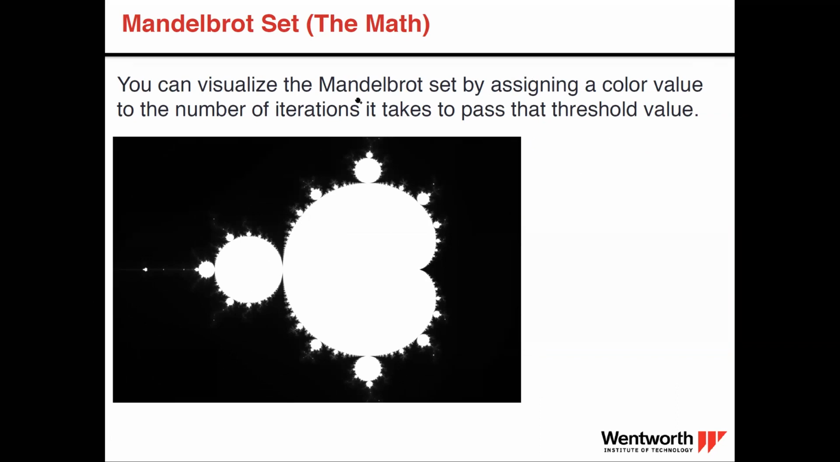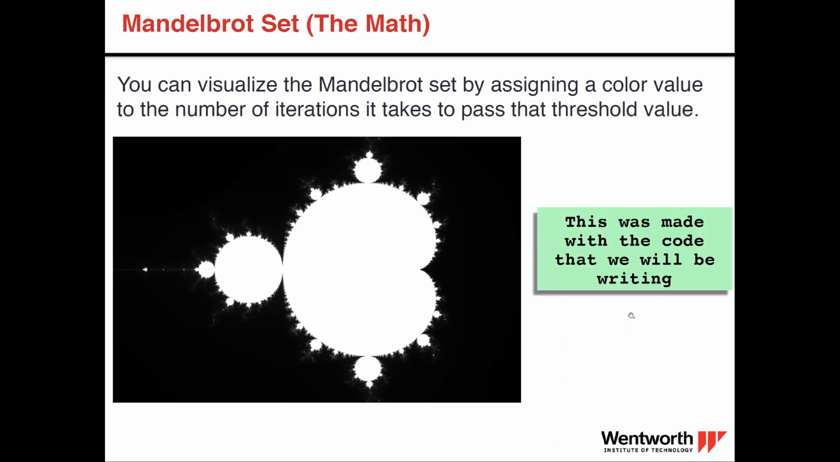All right, so like I said, you can visualize the Mandelbrot set or make this image by assigning a color value to the number of iterations it takes to pass that threshold value. Lower number of iterations, darker color. Larger number of iterations, lighter color. That's what our grayscale version is going to look like. And this is what we will make with the code today.